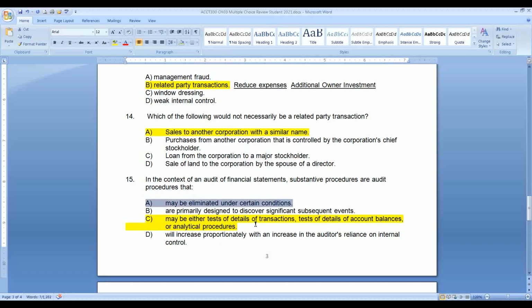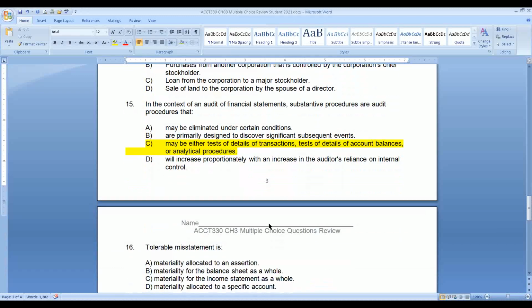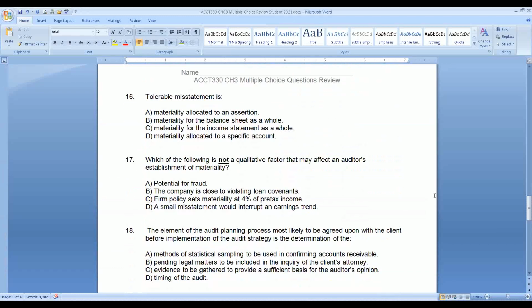You can't do that generally. Yeah, so the ones you can eliminate are tests of controls. If you're not going to rely on them and it's not publicly traded, you can eliminate those. But total misstatement is yes.